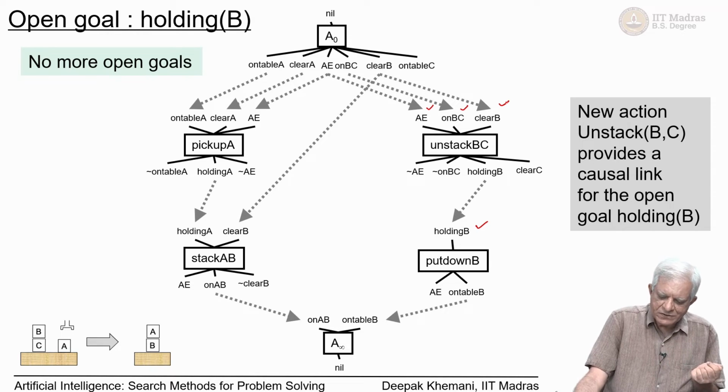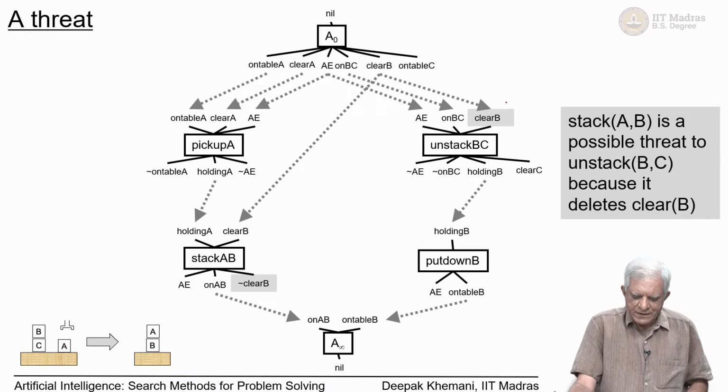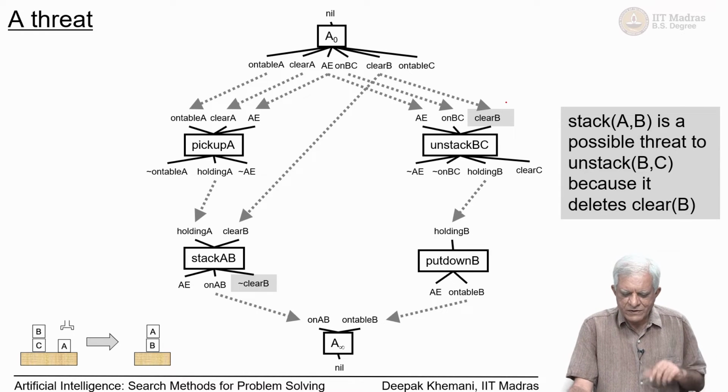So, now let us start worrying about threats. Are there any threats in this plan? You can see that this action stack AB on the left bottom is a threat for the action unstack BC. Why is that? Because unstack BC requires B to be clear, and stack AB will put A on top of B, which means B will not be clear. So, if stack AB were to happen before unstack BC, then unstack BC would not work, because now we would have been in a different state. So, that is one threat we have.